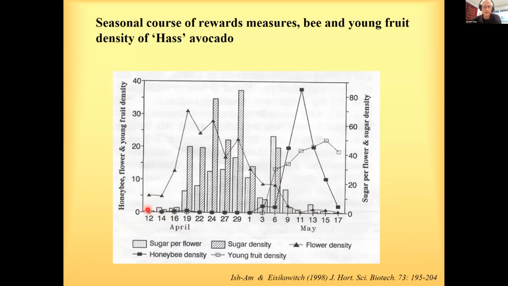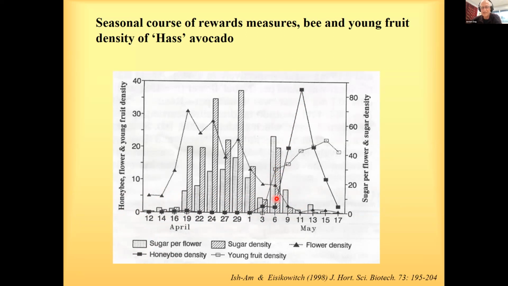Those are the squares, sorry, honeybee density. So most of the season, he didn't see any honeybees at all. Only at the beginning of May did he finally see many bees starting to visit the trees, only at the end of the flowering. And when he followed fruit set, for most of the flowering period he did not see any fruit set, and only at the end of the flowering, when bees started to visit the flowers, did he finally observe fruit set.